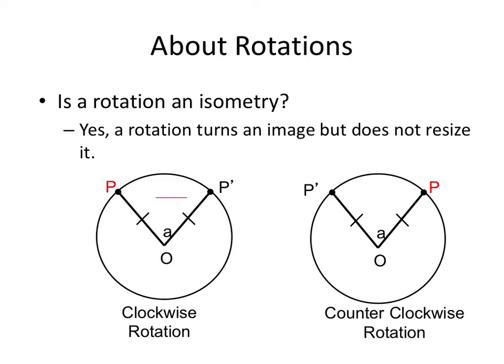A counterclockwise rotation is actually what we consider to be a positive rotation, a rotation in the positive direction, and so P becomes P prime after that rotation is made. Now, a good way to remember what positive and negative direction is to look at our coordinate plane and how we name our quadrants. Quadrants 1, 2, 3, and 4 are named in that order.